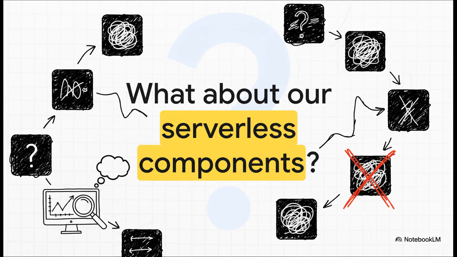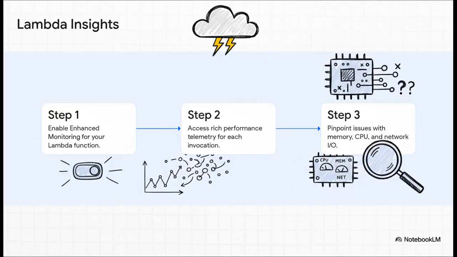Okay, so let's say it's not our containers. They check out. The next logical place to look is our serverless functions. And these can be really tricky because, let's be honest, they're often treated like these little black boxes, which makes troubleshooting a nightmare. Lambda Insights is the tool that lets us peek inside those black boxes. All you do is enable enhanced monitoring, and suddenly you unlock this treasure trove of performance data. You can see detailed memory usage, CPU time, network I/O for every single time that function runs. This lets you spot the bottleneck function almost instantly.